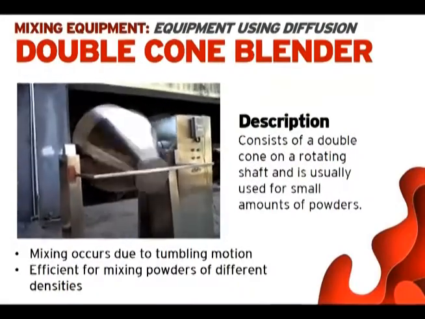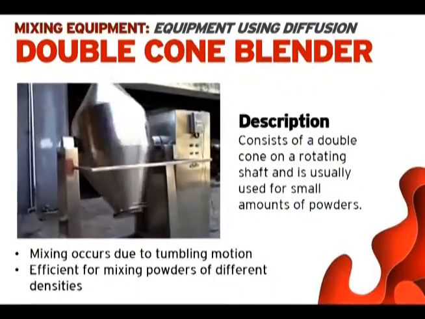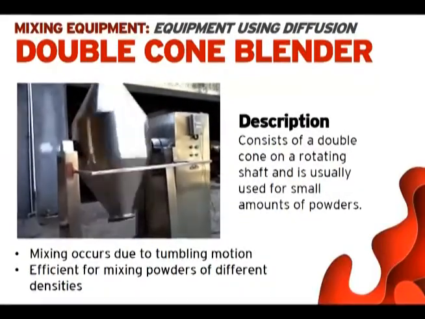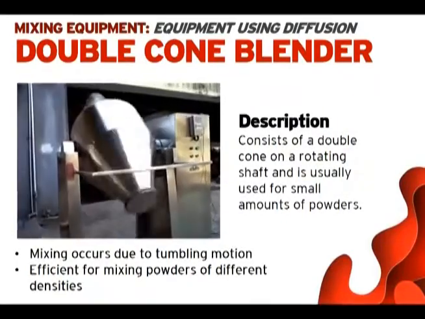The double cone blender consists of a double cone on a rotating shaft and is usually used for small amounts of powders. As mentioned, mixing occurs due to the tumbling motion of the container. Because of this setup, the double cone blender is efficient for mixing powders of different densities.